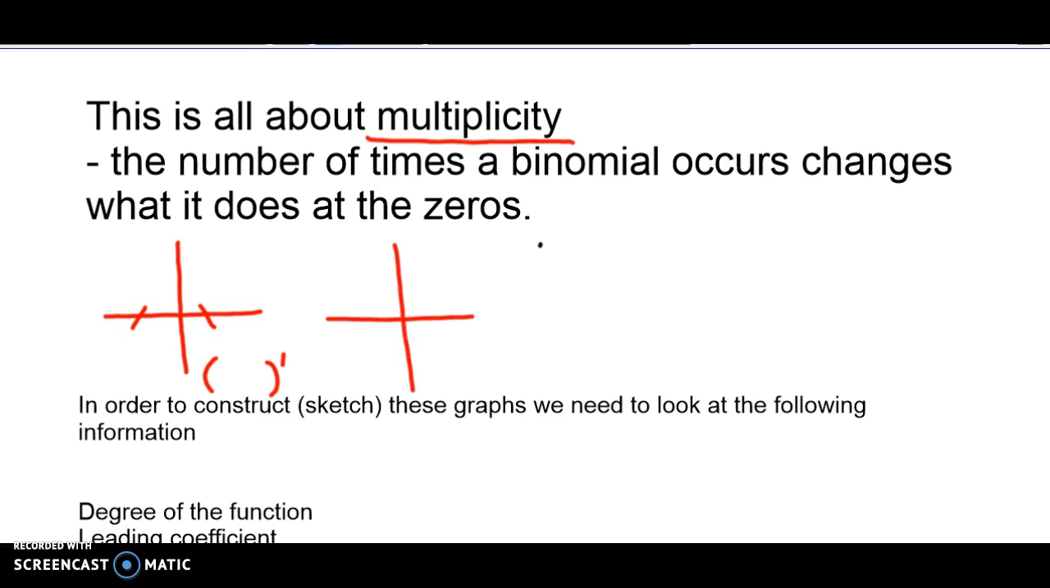If it's something to the power of 2, then you get a parabola happening. So it goes up, touches where the 0 would be, and then comes back down. It doesn't cross. And then if you get into multiplicity 3, like if there's the same factor 3 times, like x minus 2, x minus 2, x minus 2, it does this shape. It goes along for a bit and then comes back down and crosses.